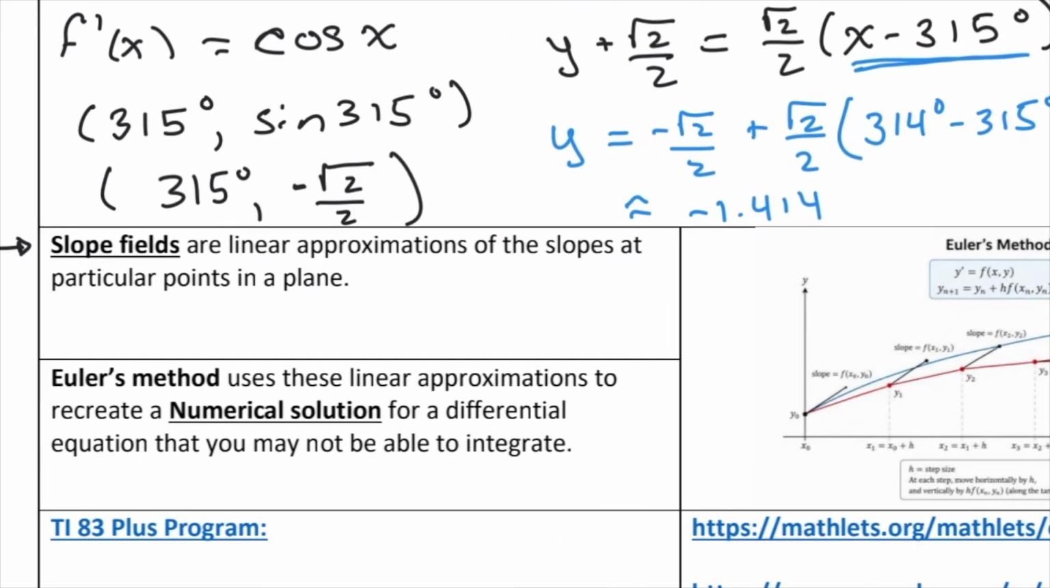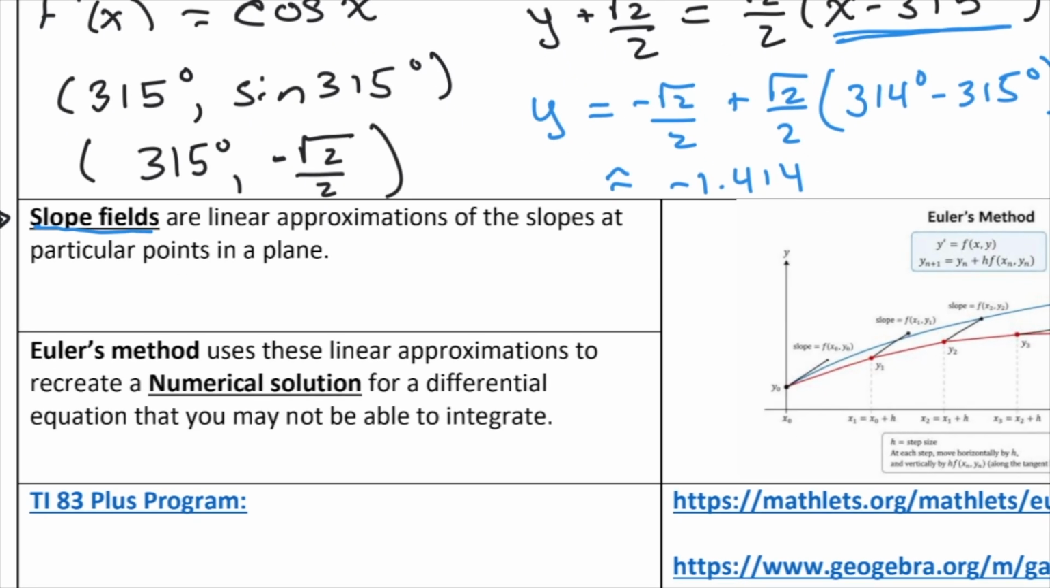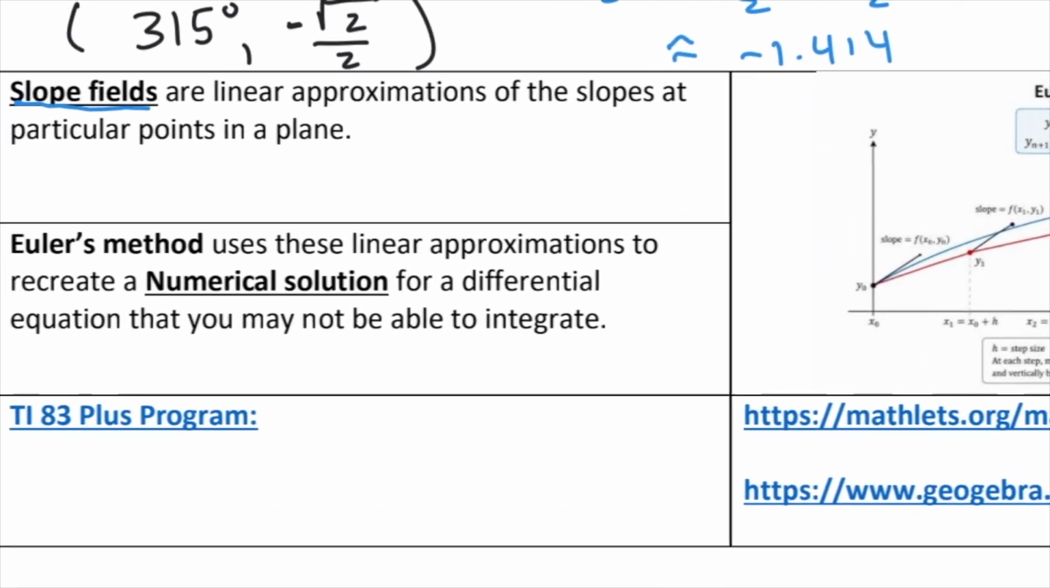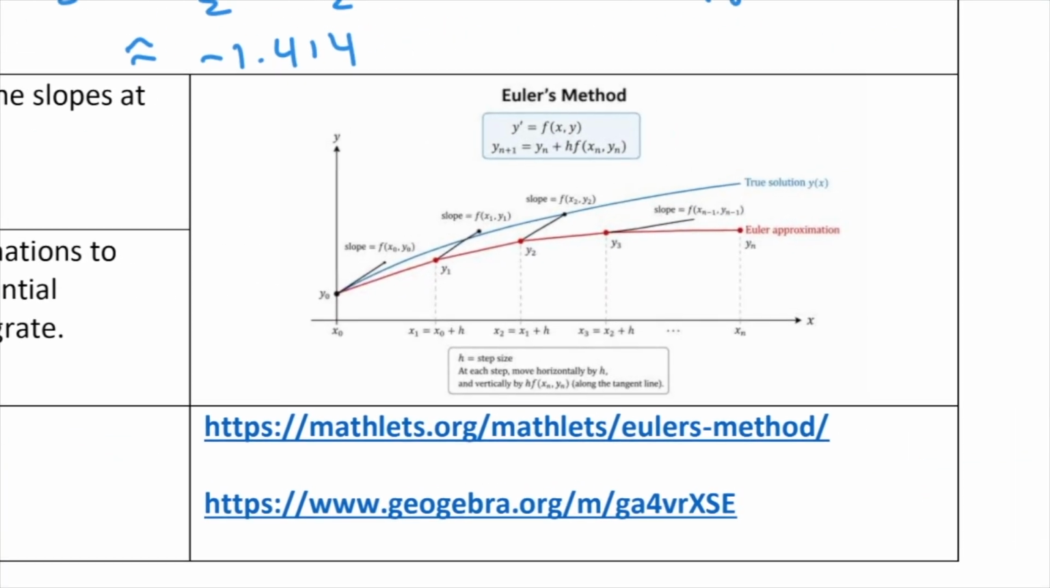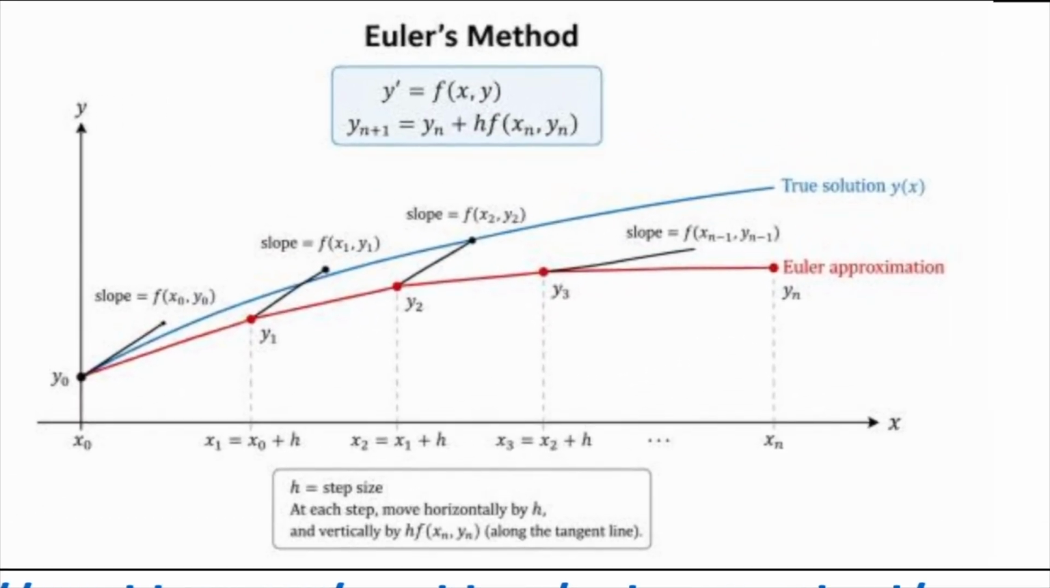Now, we're going to take this idea and combine it with the idea of a slope field. So a slope field gives us all the derivatives at these points. So we're taking lines and pointing them in the direction of our function. What Euler's method does is it takes all these little tiny linear approximations to recreate a numerical solution for our differential equation. We might not be able to integrate, but we're going to be able to write and draw these different values to estimate what's happening. So we have an initial value.